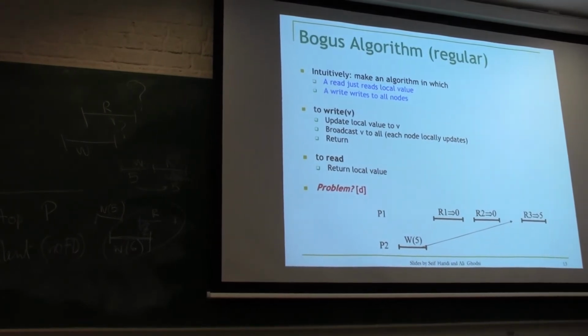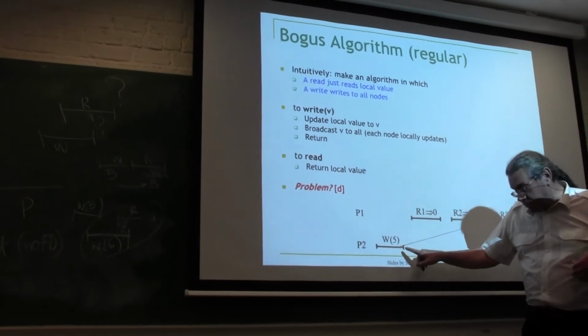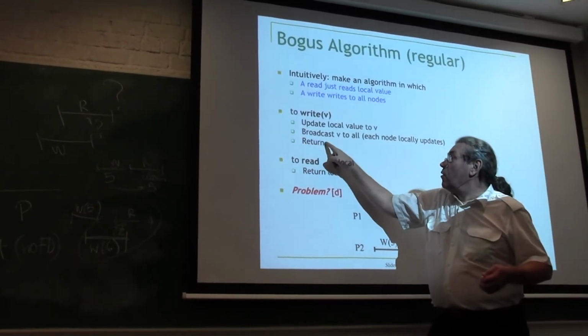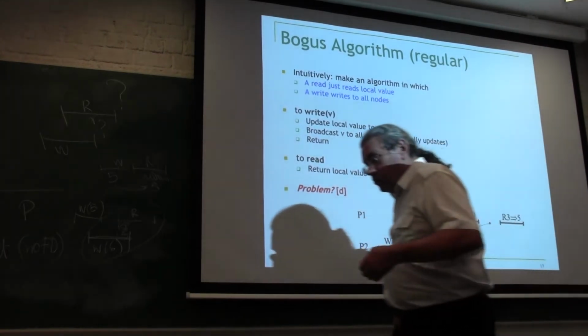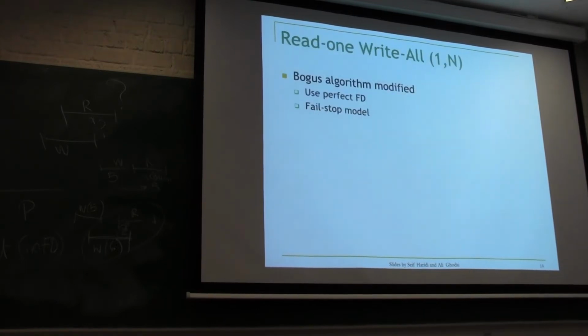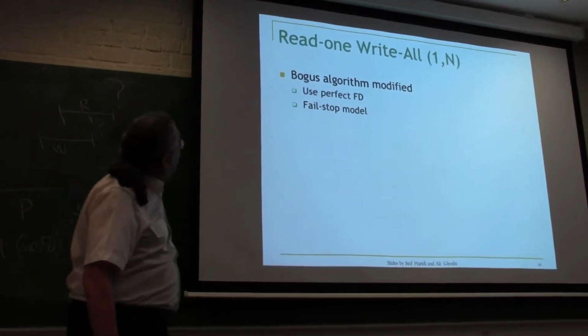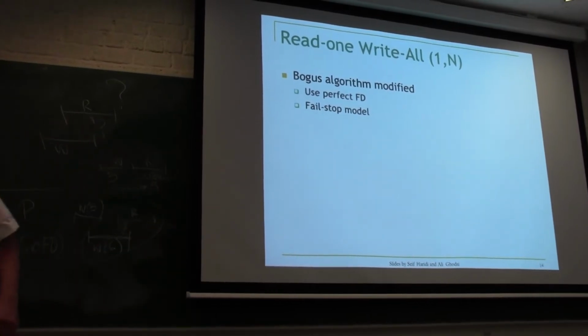So the problem is when you do a read and it overlaps with a write, then you're allowed to return the old value or the new value. But this point is not actually the point where it's really done, which satisfies this condition. So you have to change the algorithm a little bit. And this gives us our first correct algorithm. This is what I call the read-one, write-all, 1N algorithm using a perfect failure detector.